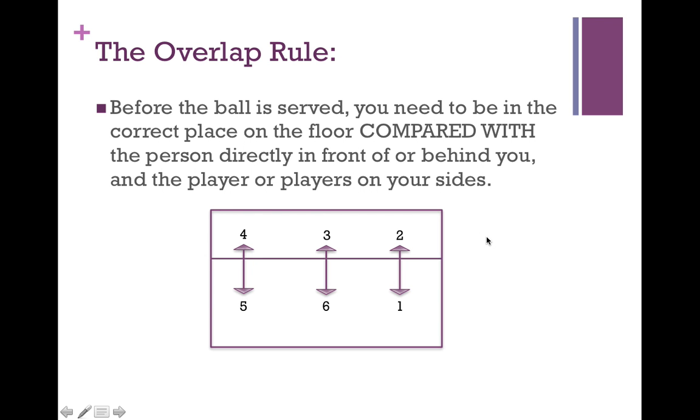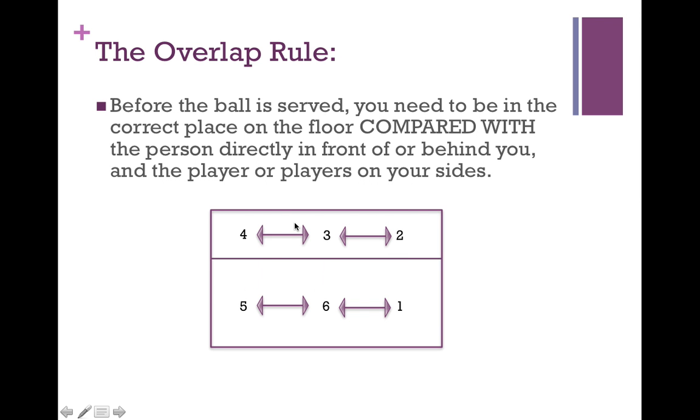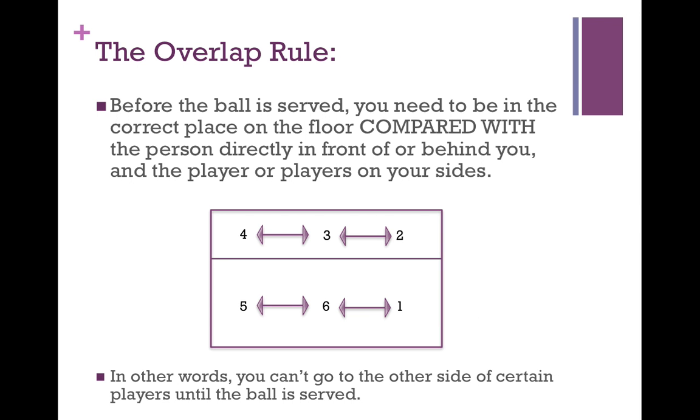So you need to be in the correct spot compared with the person directly in front of or behind you, and you need to be in the right spot compared with the player or players on your sides. So if I'm in the number 1, I need to be to the right of number 6. If I'm in the number 5, I need to be to the left of number 6. And if I'm in the 6, I need to be between 1 and 5 before the ball is served. After the ball is served, you can run anywhere that you want to on the court. So in other words, you can't go to the other side of certain players until the ball is served.